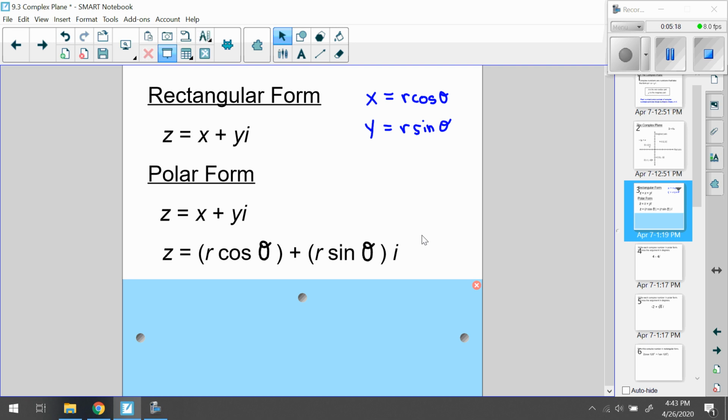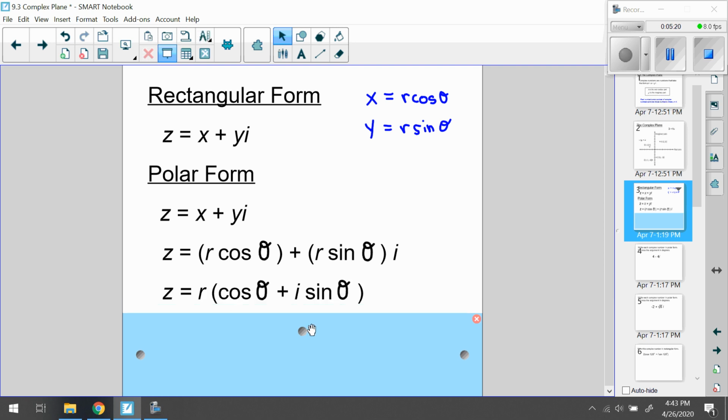So the i, the imaginary part, is still there. Then we can factor out the r. And now we have r times cosine theta plus i sine theta. And this is our polar form. However, you're going to notice that we're going to use this polar form a lot.